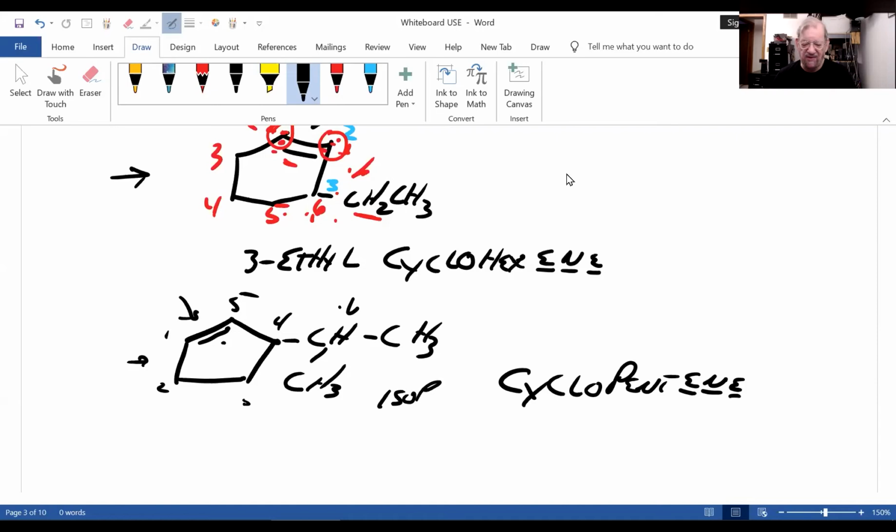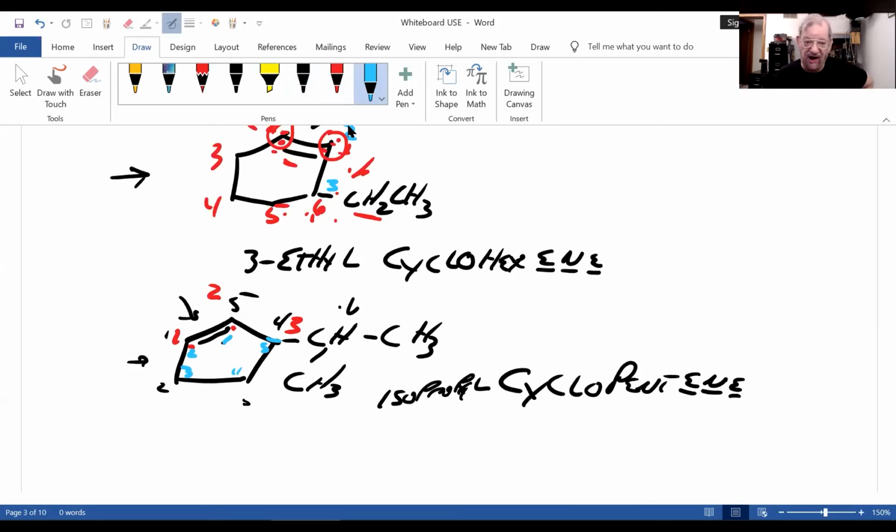I'll write it down here because I'm running out of room. That's a Y. And now let's take a look at this. There's 2 ways you can consider numbering it. This is 1, this is 2, this would be 3. Remember, one of the carbons of the double bond has to be 1, the other 2. If I go the other way, 1, 2, 3, 4, 5, and the alkyl groups always you number in such a way to give the lowest number.